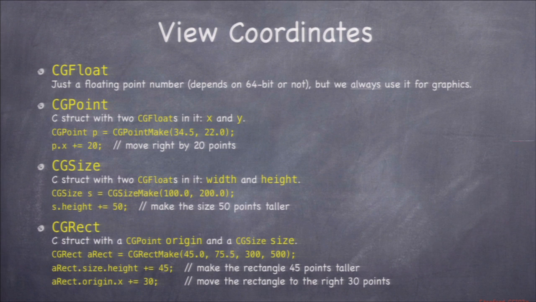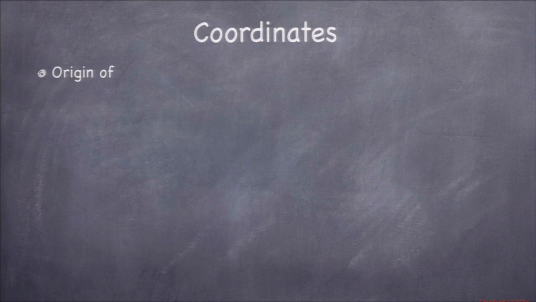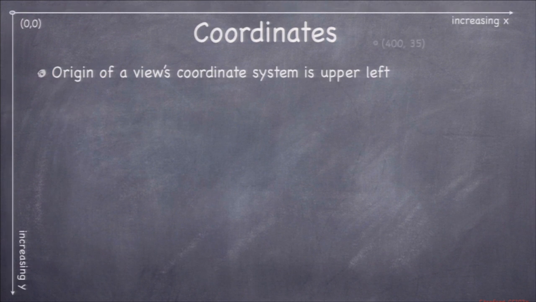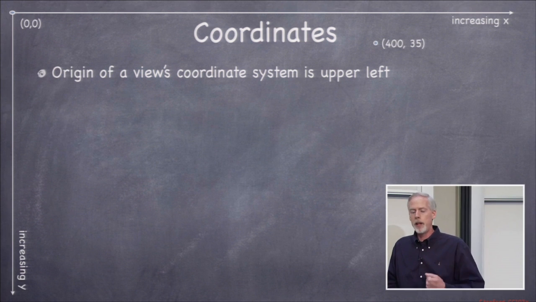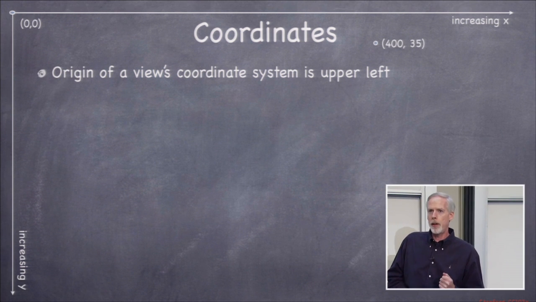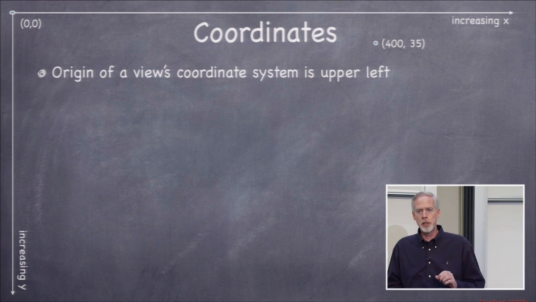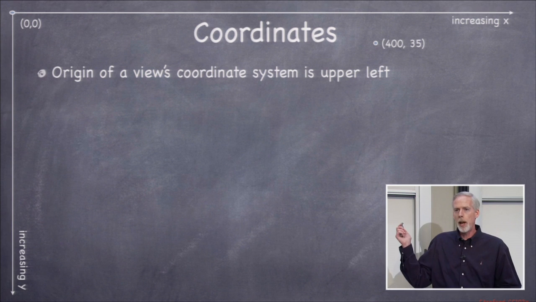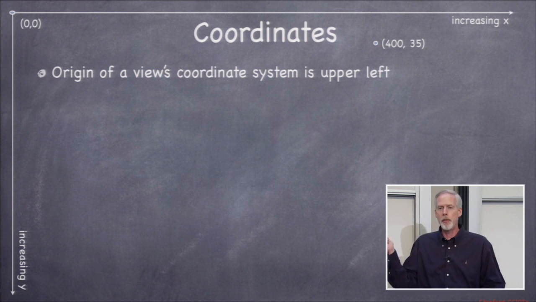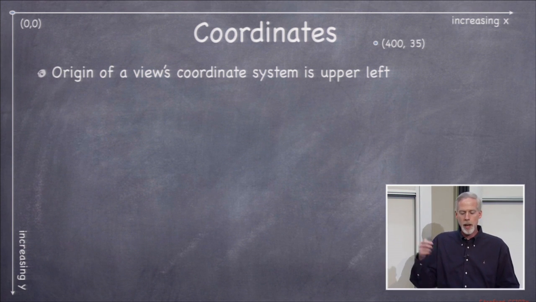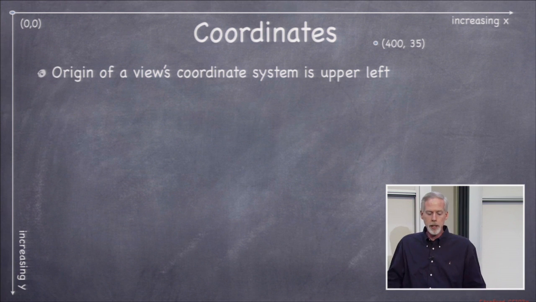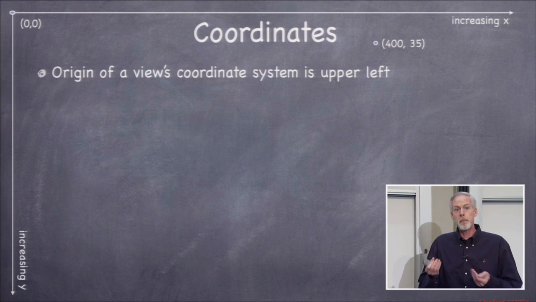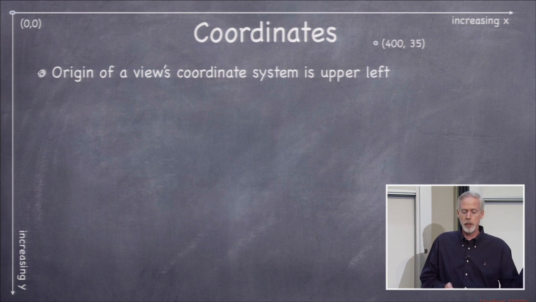Whenever we're drawing on screen, this is what we're talking about. Okay? The origin of a view's coordinate system for drawing or for handling events is upper left, not lower left, not like Cartesian coordinates. Okay, this is drawing from the upper left. So positive y values are down the screen. So you can see I put that point up there, 400, 35. That's x and y. X is 400, way over to the right, and 35 is y and positive, so it's down from that origin in the upper left.